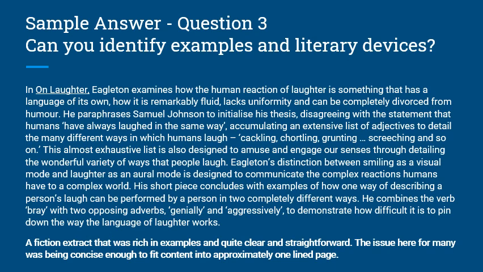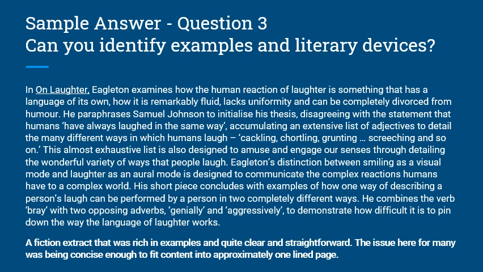Eagleton's distinction between smiling as a visual mode and laughter as an oral mode is designed to communicate the complex reactions humans have to a complex world. His short piece concludes with examples of how one way of describing a person's laugh can be performed by a person in 2 completely different ways. He combines the verb bray with 2 opposing adverbs, genially and aggressively, to demonstrate how difficult it is to pin down the way the language of laughter works.